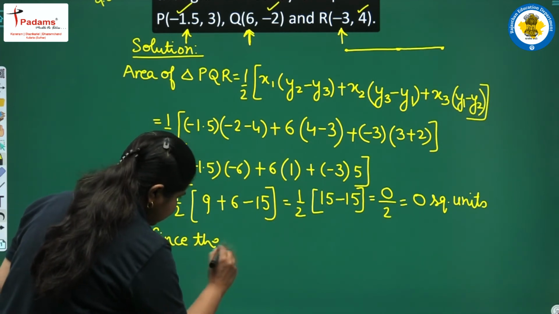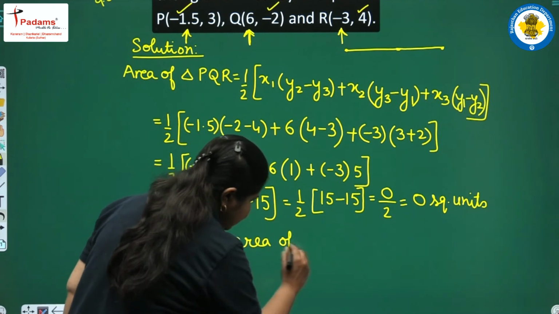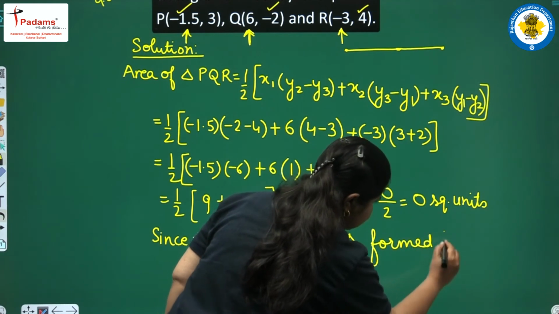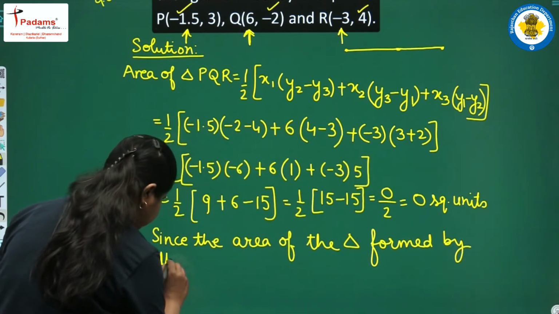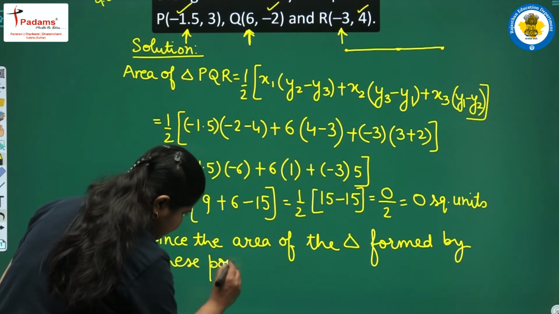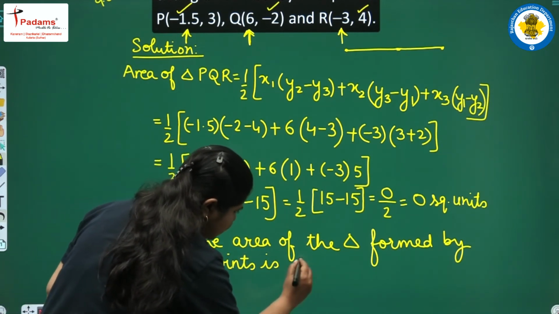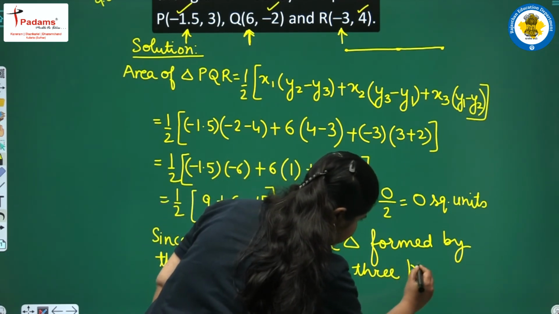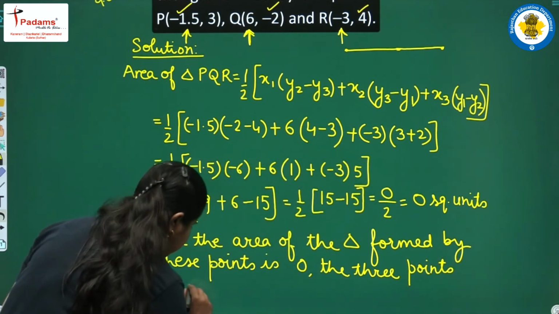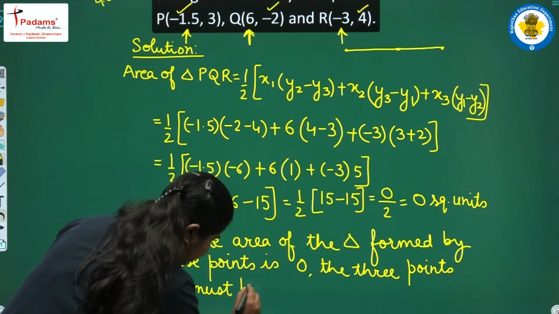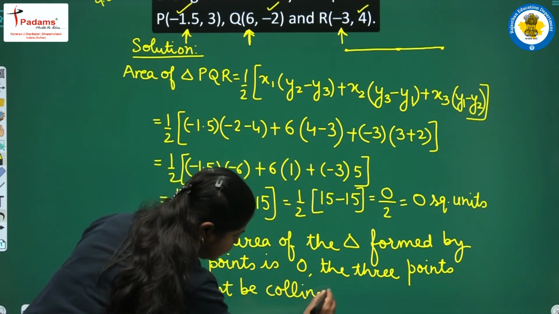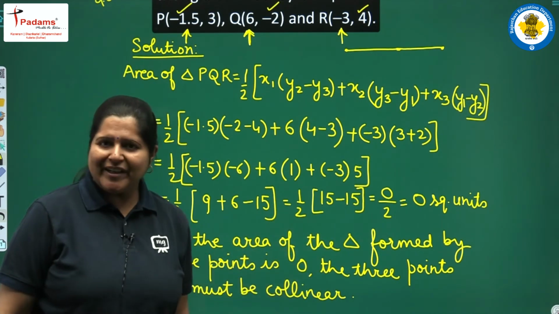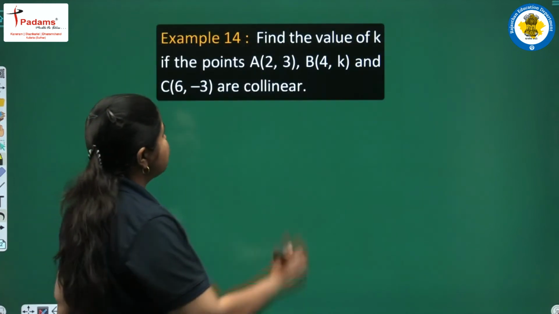Since the area of the triangle formed by these points is 0, the 3 points must be collinear points. ये यहाँ पर रिमार्क आएगा कि क्योंकि एरिया 0 है तो तीनों पॉइंट्स कोलिनियर पॉइंट्स हैं. आई होप इट इज़ क्लियर. नेक्स्ट वी टेक वन मोर एग्जाम्पल.